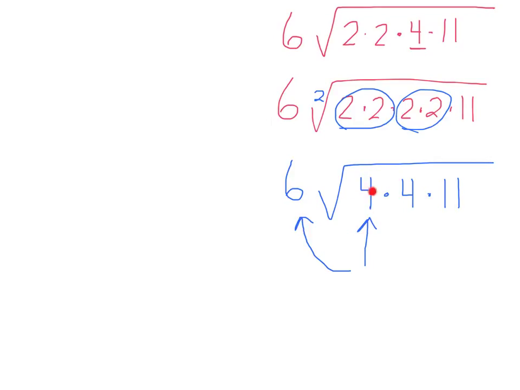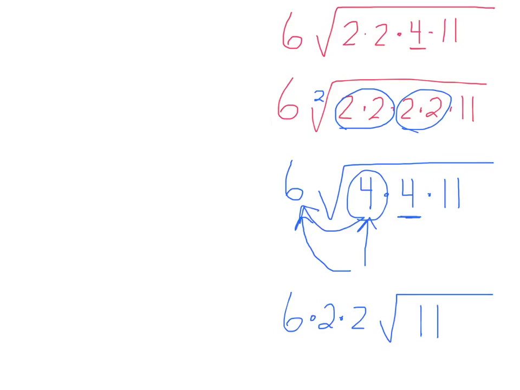So the square root of this 4 is 2, and the square root of this 4 is 2, and so on the outside I'll have 6 times 2 times 2 times the square root of 11. Notice I took this 4 and moved it outside, but the only way you can get it outside is to take the square root of it. Well, the square root of 4 is 2, which is where that 2 came from, and the square root of this 4 is 2, which is where that 2 came from.